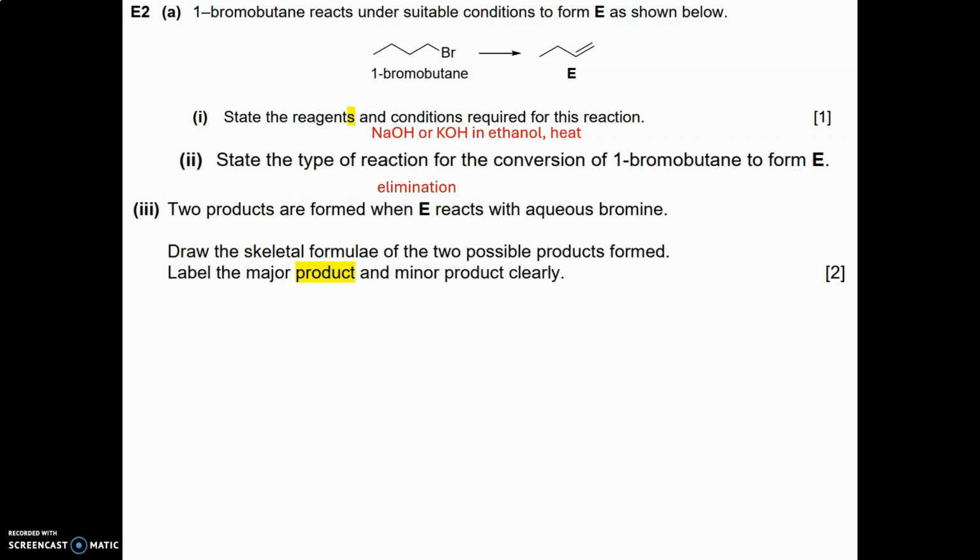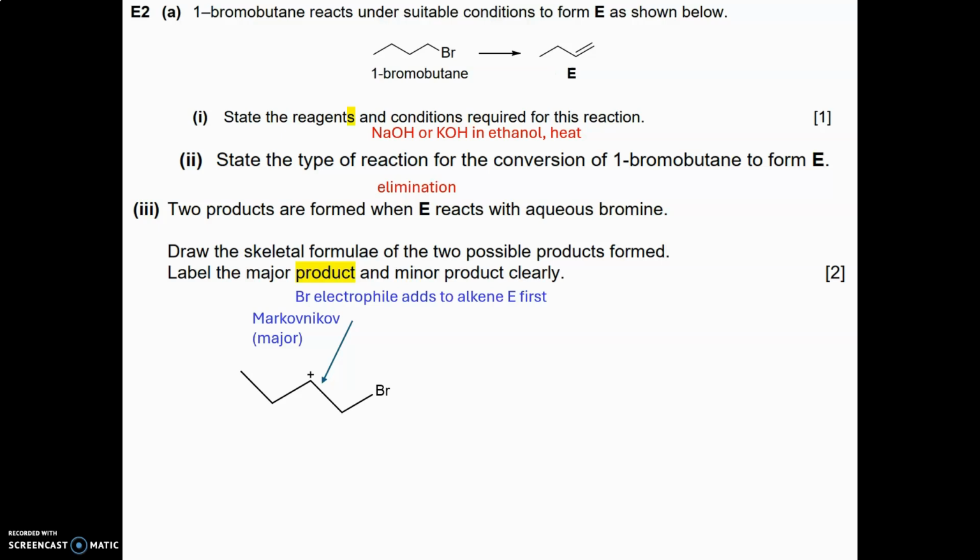Next, two products are formed when E reacts with aqueous bromine. Why? Because this alkene E is asymmetrical, which means that we need to consider Markovnikov's rule when we do electrophilic addition to this alkene. So, in the first step of electrophilic addition, your bromine electrophile is going to add to alkene E, and it can add either following Markovnikov's rule or not following Markovnikov's rule.